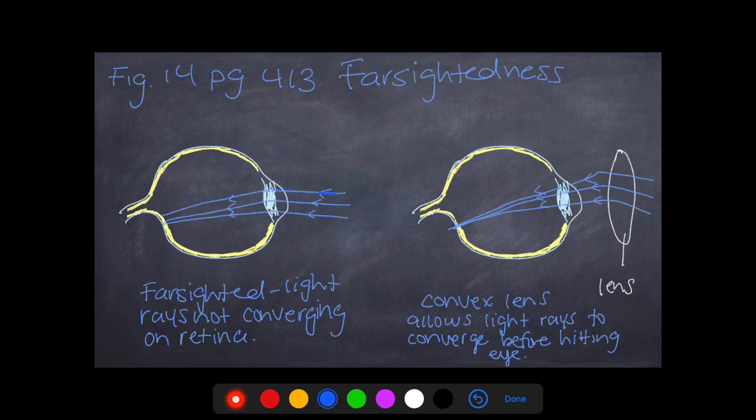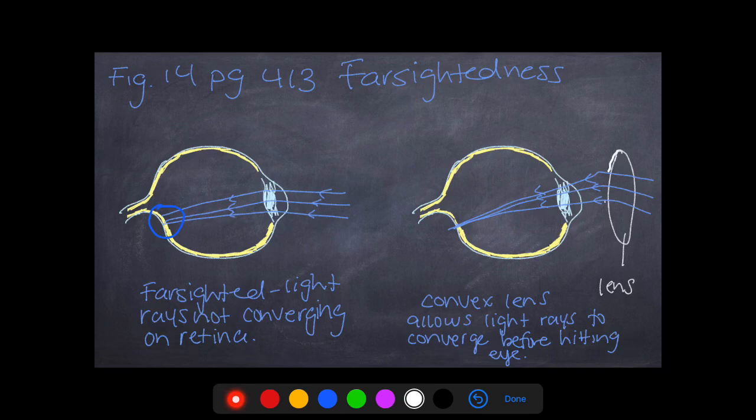If I have my eyeball on the left side and I have light rays coming in, what's going to happen in farsightedness is that the light rays from a close object are actually not meeting. If I take this away, you can see they're not meeting close together. They're not converging. So the image being portrayed on my retina is not going to be clear, because those light rays are not coming together.